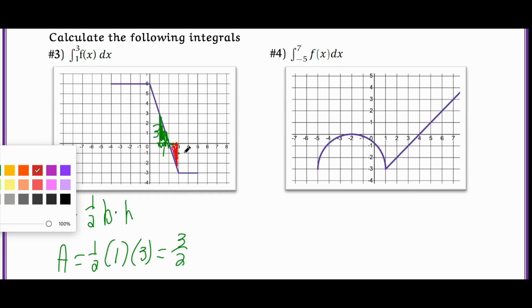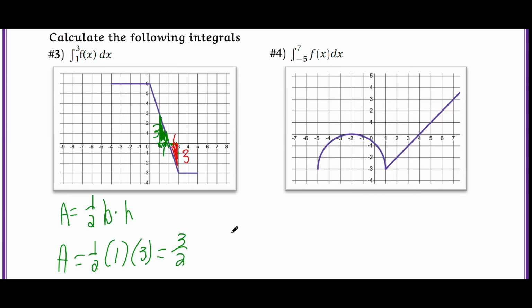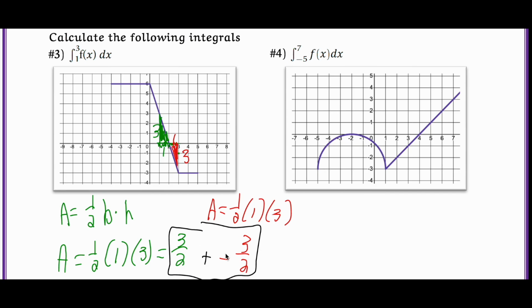Now the red triangle is the same thing. Its height is 3, its base is 1, so its area is 1/2 times 1 times 3. And then because it's below the axis, we count it as negative. Altogether, the integral is 3/2 plus -3/2, which gets us 0 for our final answer. Another way to think about the area being negative is that the height of this red triangle is really -3 because it's down 3. So area below the axis is negative because the height is negative.